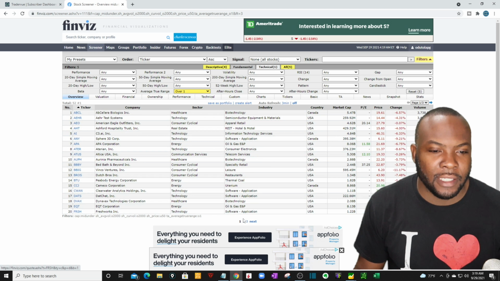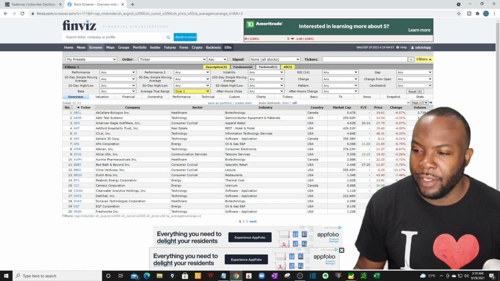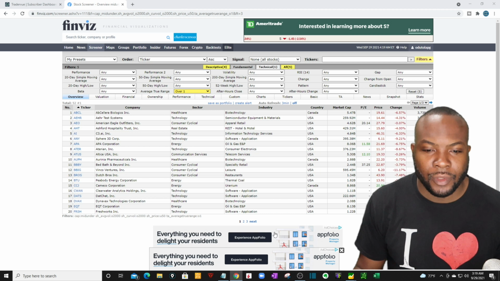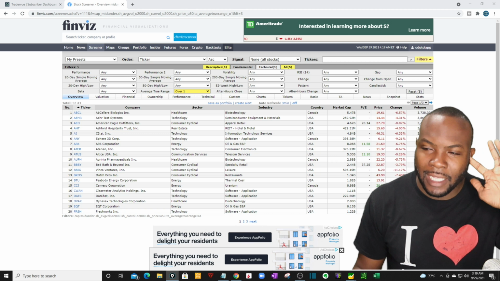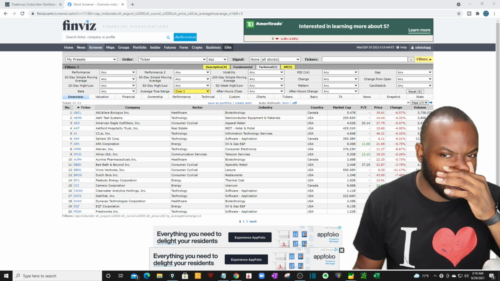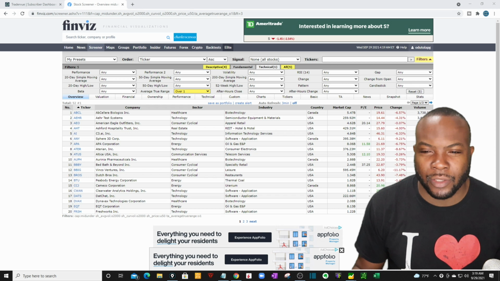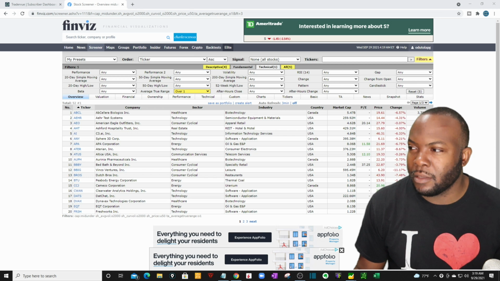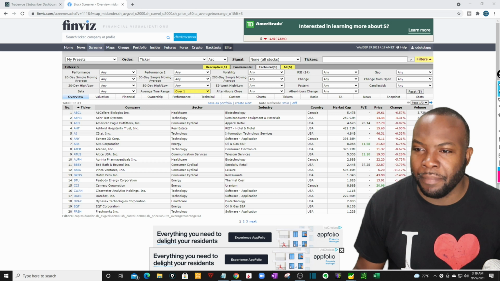So as you can see, I have about 3 pages right here. Let me get my pen out. So I have about 3 pages. Now I like to narrow this down to about a page or so, so that I'm not going through a whole bunch of stock. But with that said, let's see.